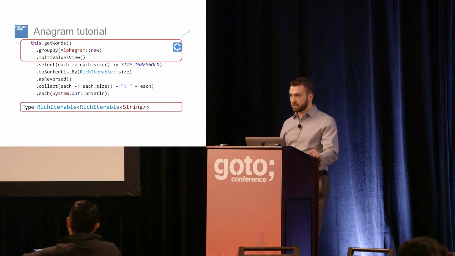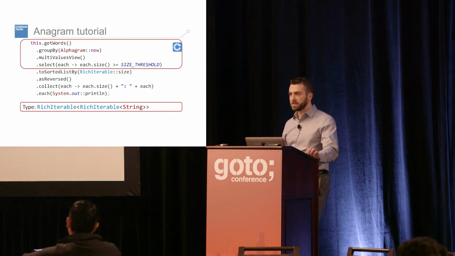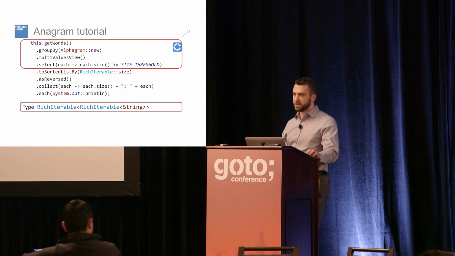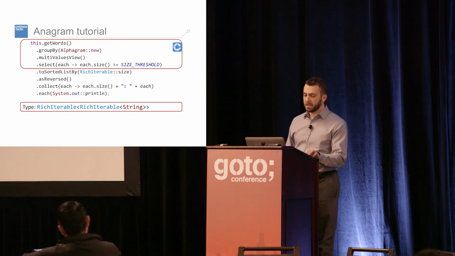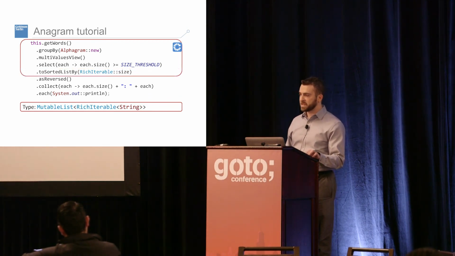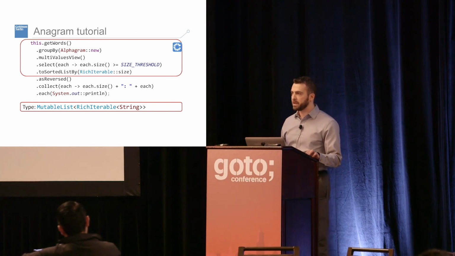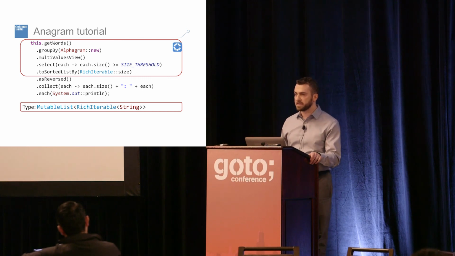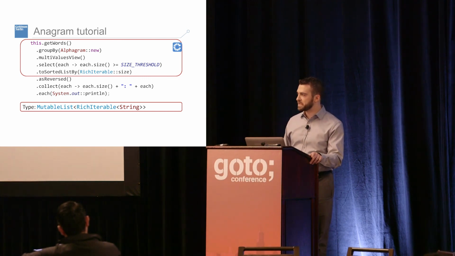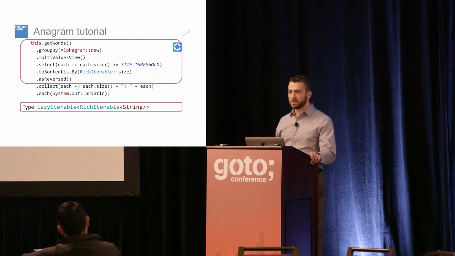Next I can call select, which is filtering it down based on the size threshold, and filtering never changes the types, so I've still got a rich iterable of rich iterables. Here I'm sorting by size, and I really just wanted to show off the two-sorted list by method, but this does sort it in ascending order, and I want it descending. So I now need to reverse it. And I'll use the as reversed method.